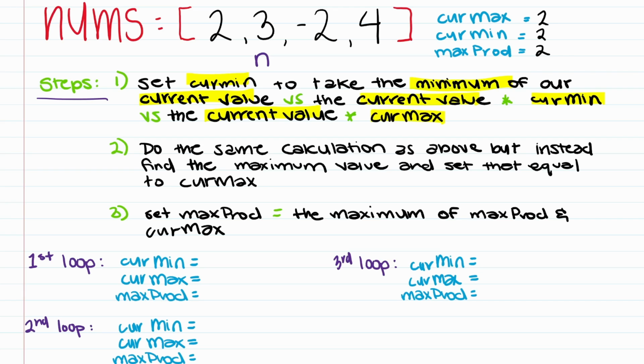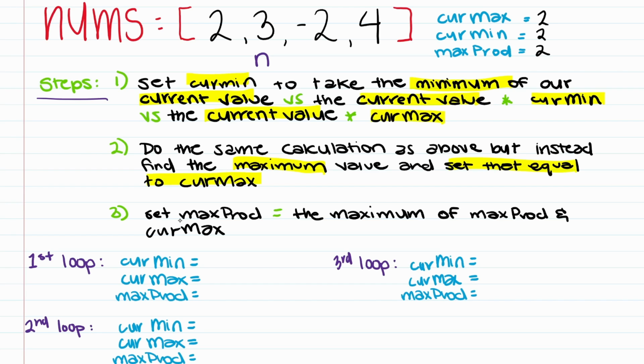We're going to find the minimum value of that. Now for step 2, you're going to do the same thing as before, but all you're going to change is you're going to find the maximum value instead, and then you're going to set that equal to the current maximum.